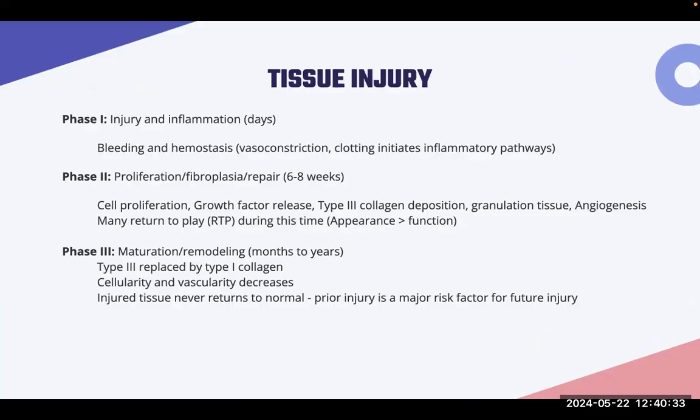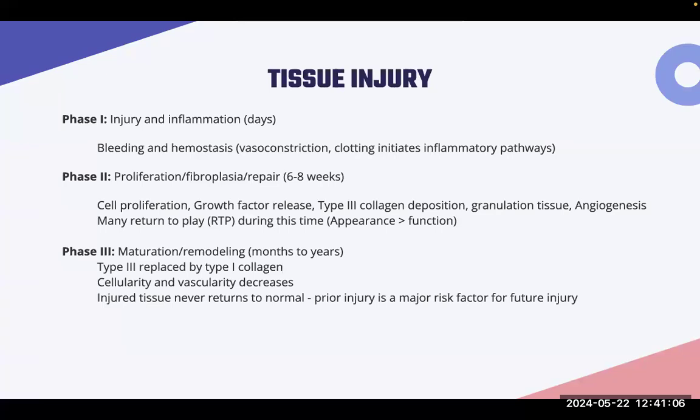So when you have an injury, what things happen? The first is injury and inflammation, and those are within the first few days. You get bleeding, you get hemostasis, you get vasoconstriction, and the clotting initiates all your inflammatory pathways. That's why, even though the research is not definite out there, a lot of people say avoid NSAIDs. There's this whole thing of moving away from anti-inflammatories because the first phase of healing is inflammation. So they say stopping that is preventing your body from doing its job.